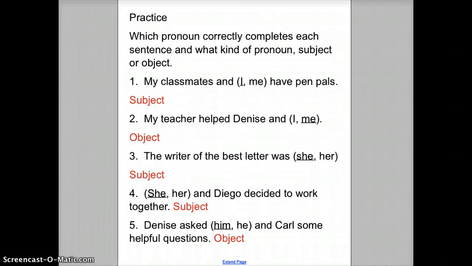So here are your answers. Number 1, like I said, comes before the verb, always choose subject, which is I. Number 2, comes after an action verb, always choose object. The action verb here was helped, so I'm going to choose me.